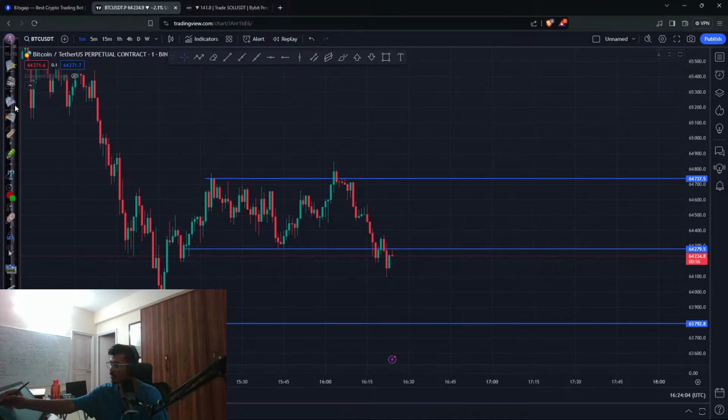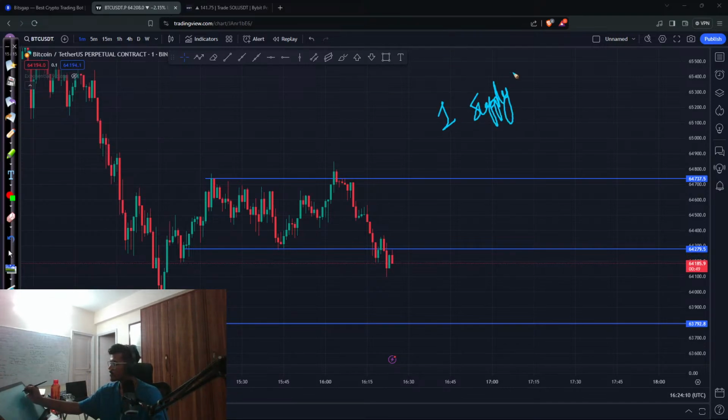Basically, there's three laws of it. The first law of Wyckoff methodology is supply and demand. Second is cause versus effect.